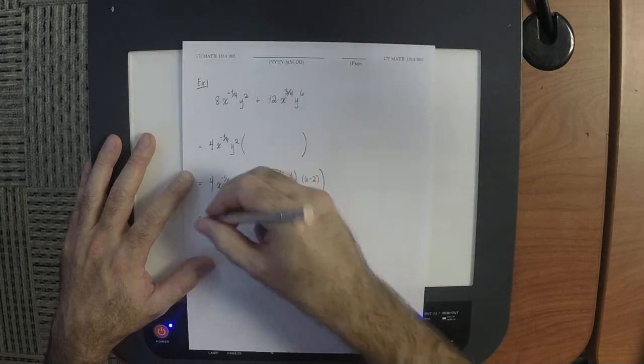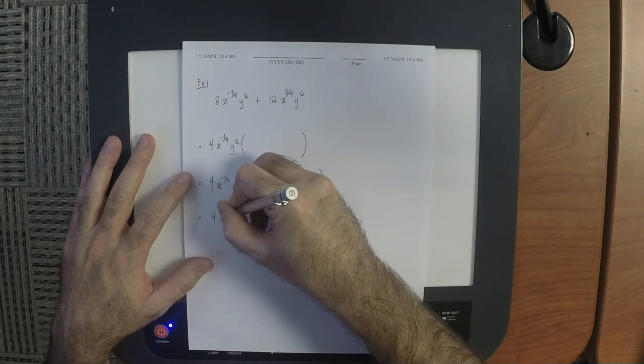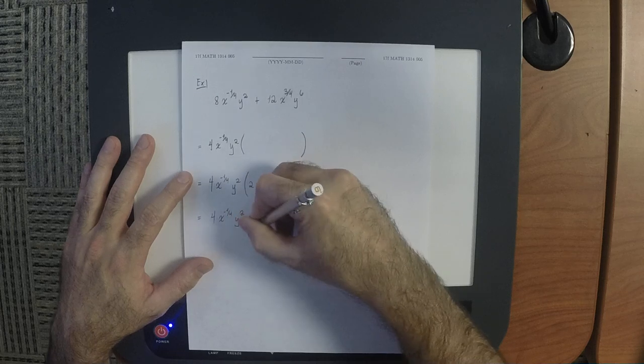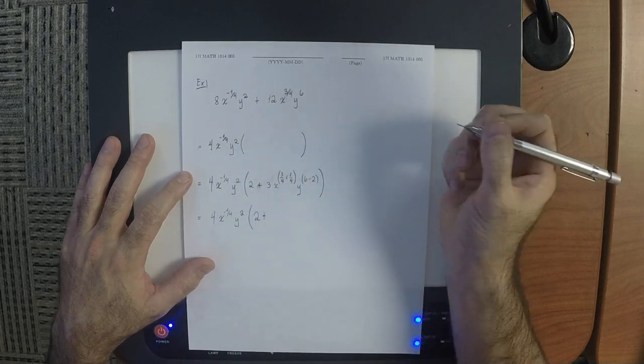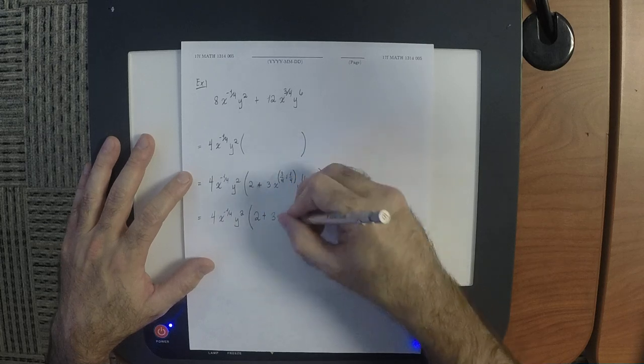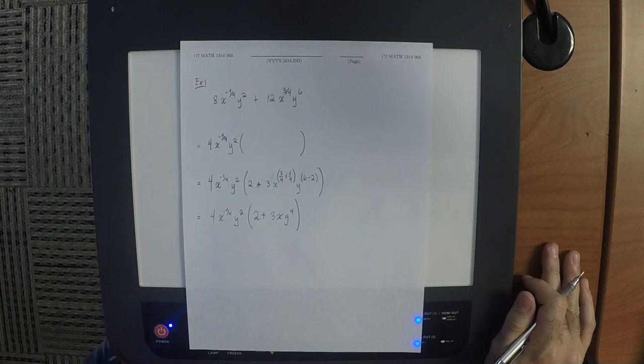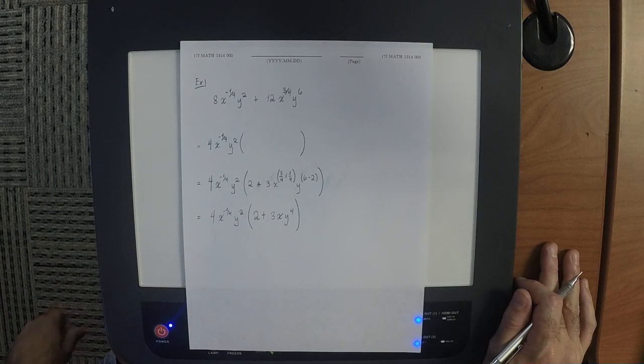So then we could write 4 x to -1/4 y squared, and then in the parentheses 2 times 2 plus 3 times x times y to 4. And then if the instruction said only positive exponents, you could put that thing in the denominator. Any question about this one?